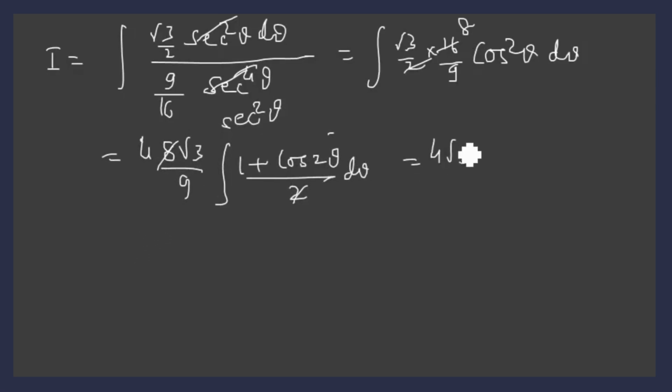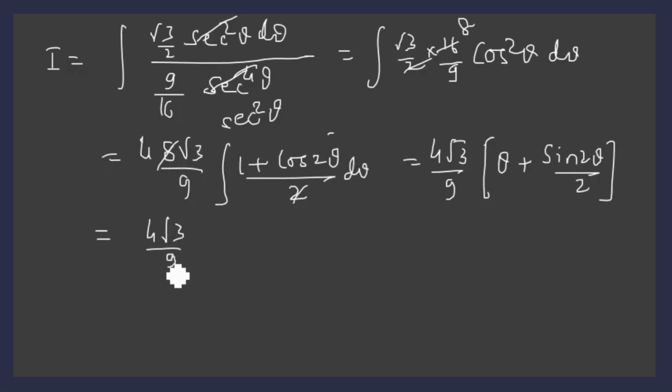So we can write this as 4 root 3 by 9, and integration of d theta is theta, and integration of cos 2 theta is sin 2 theta by 2. Okay, fine. So now we can write this as 4 root 3 by 9 times theta plus 1 by 2 sine 2 theta. Sine 2 theta in terms of tan, the formula is 2 tan theta divided by 1 plus tan square theta.